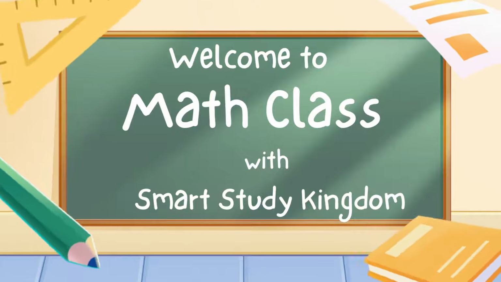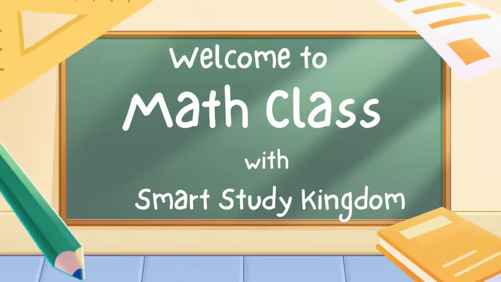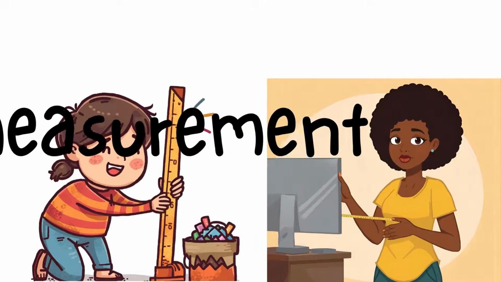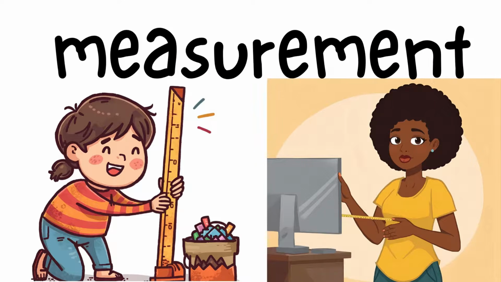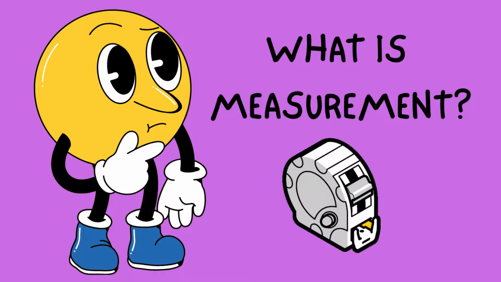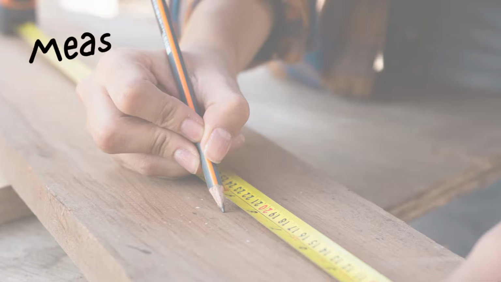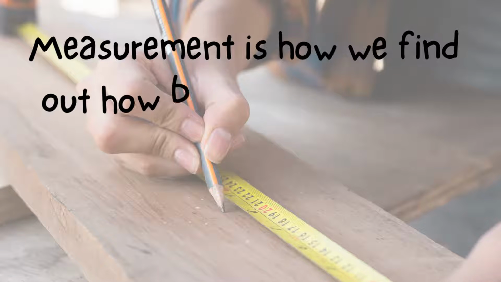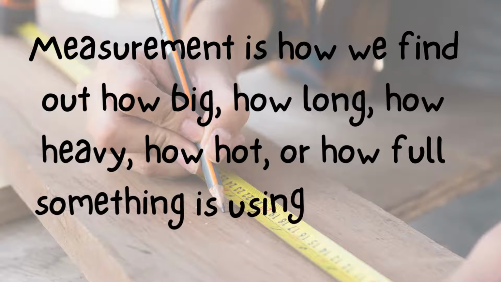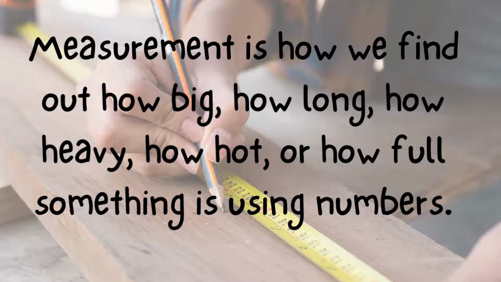Now we're going to be looking at a very interesting topic. Yes, measurement. Now, can you tell me what is measurement? Well, measurement is how we find out how big, how long, how heavy, how hot, or how full something is using numbers. Now we have different instruments that we use to measure these.